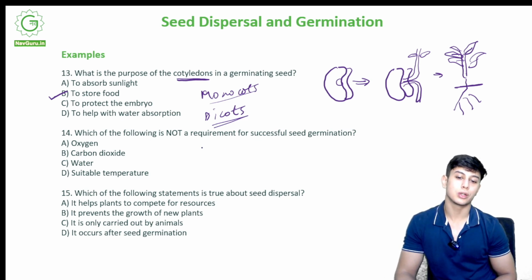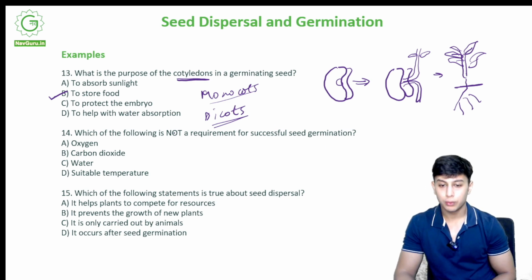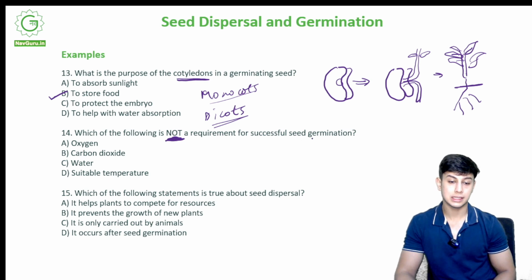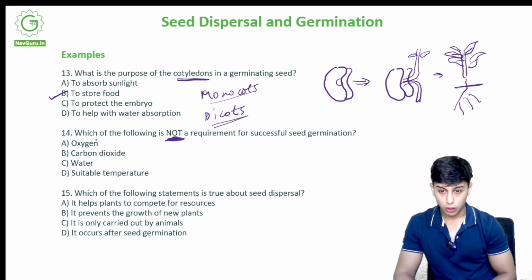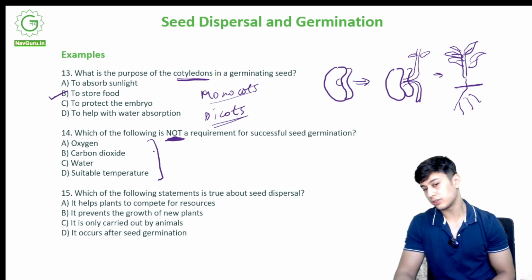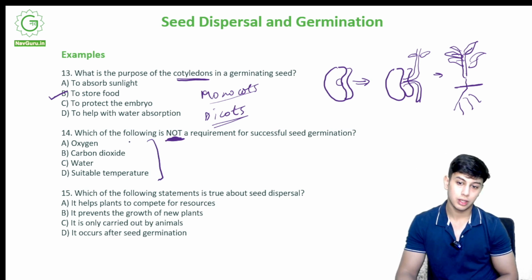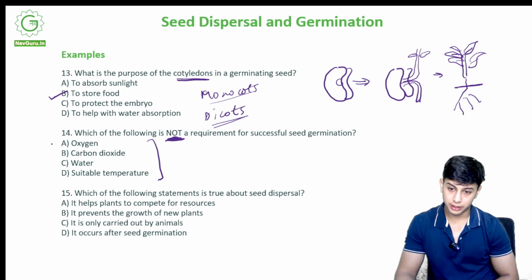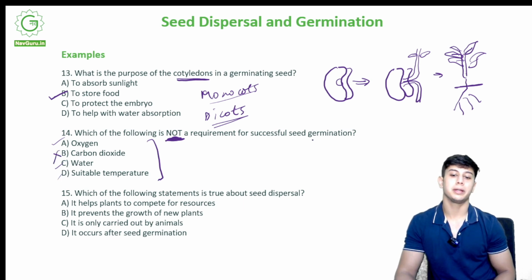Which of the following is not, always underline, not a requirement for successful seed germination? Oxygen, carbon dioxide, water, suitable temperature. Out of these, one is not required. You might think that all of these are required for germination. No. Is oxygen required? Yes. Is water required? Yes. Is a suitable temperature required? Yes. Carbon dioxide is not required.